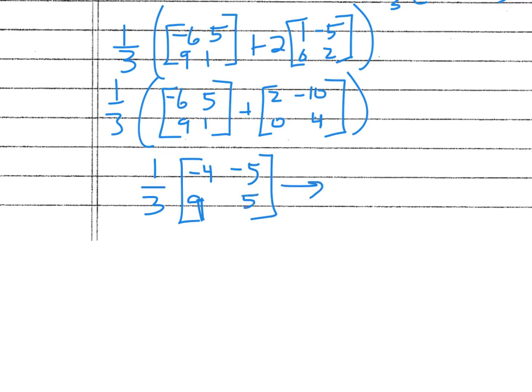And then I'm going to distribute that 1/3. So this is going to end up being negative 4/3, negative 5/3. 9 times 1/3, 9 divided by 3 is 3. And then 5/3.